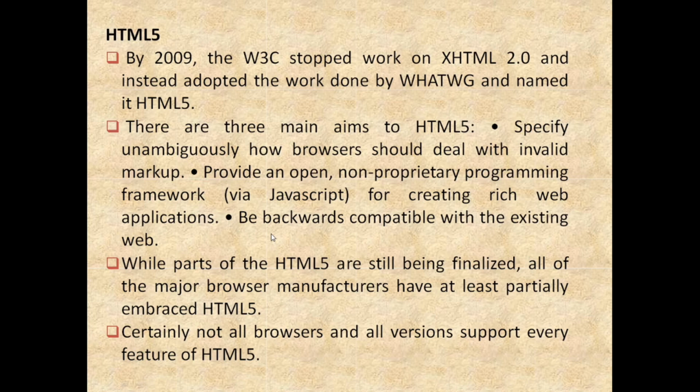The third point is to be backwards compatible with the existing web. That means if I have created a web page using HTML, I can write the same thing using JavaScript or PHP, or when I have written it in PHP, I can get it back to HTML. All the coding has to be the same and the browser should support it. So these were the three main aims of HTML5.